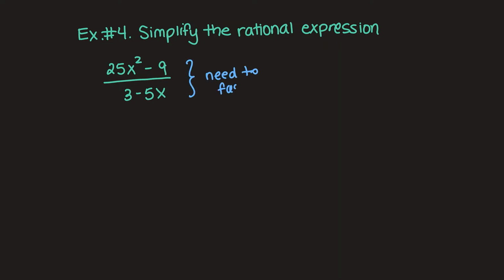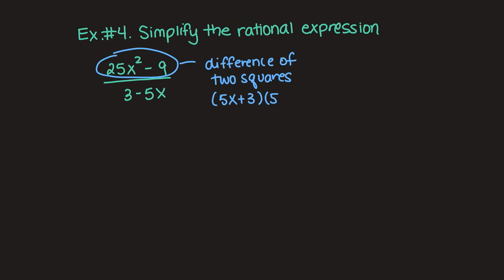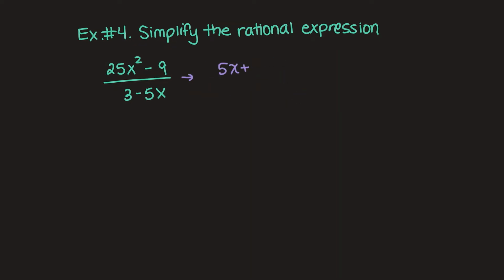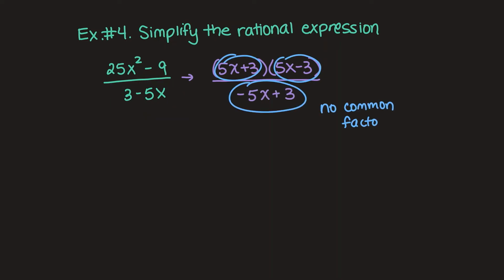Again, we would need to factor both the numerator and denominator. The numerator is a difference of two squares, so this would factor to 5x plus 3 times 5x minus 3. We can't factor the denominator, but it may be helpful to rearrange the terms as negative 5x plus 3. And right now, we do not have common factors that we can divide out from the numerator and denominator.